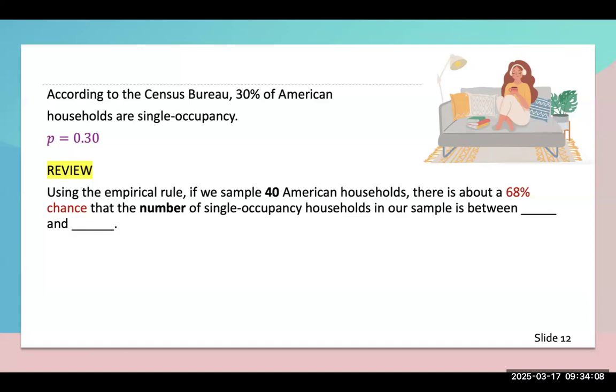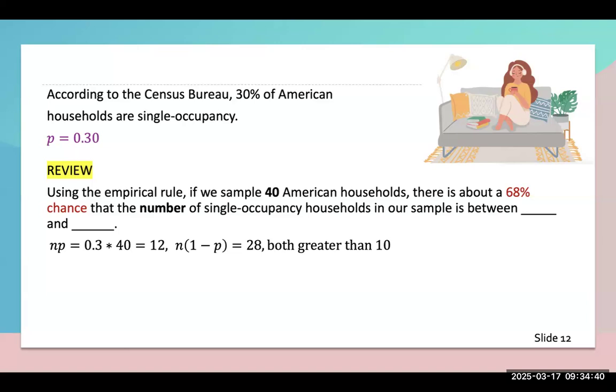Now, the setup for this problem is binomial. Remember that if x counts the number of households in the sample that are single occupancy, this would be a binomial distribution. And if we want to convert a binomial distribution to a normal distribution, we need to make sure the sample is large. The rule for a sample being large is that n times p and n times 1 minus p are both greater than or equal to 10.